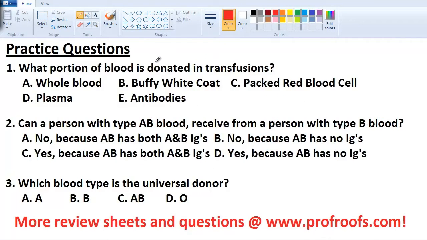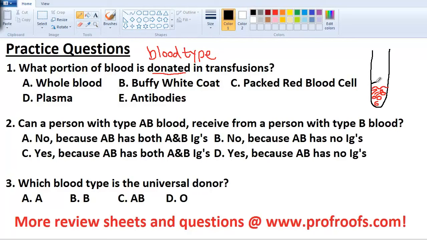Okay, question number 1. What portion of blood is donated in transfusions? Now, transfusions, I told you, can donate a bunch of stuff, but here we're talking about blood type transfusions, not any other special type. So we have here our test tube, and then we spun the test tube. What's the name of the machine that does it? That's a centrifuge. And so you're going to find your erythrocytes, your red blood cells, down here at the bottom because they're the most dense.